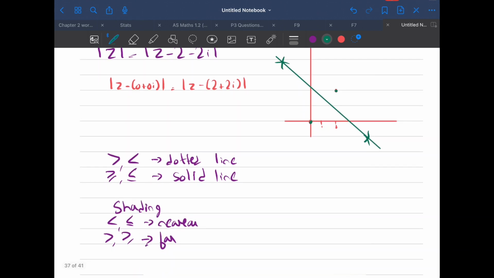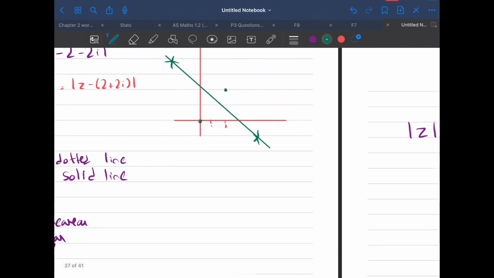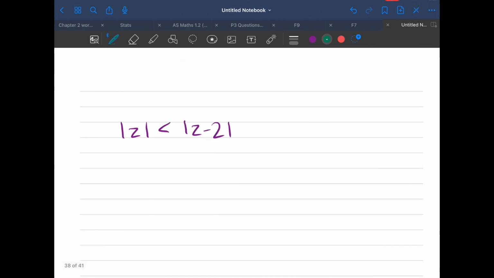Now comes the shading and dotted line and solid line for this. If it is greater or less, then a dotted perpendicular bisector will be made. If it is greater than or equal to or less than or equal to, then solid. Guys, here less or less than or equal to means nearer, and greater than or equal to means far. So let's do this.